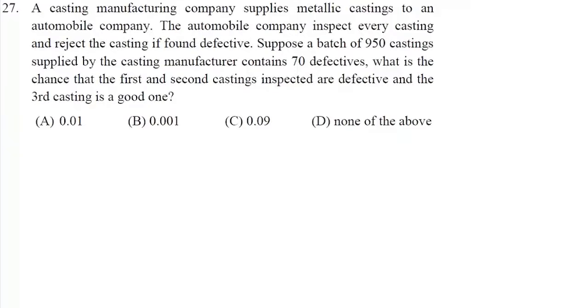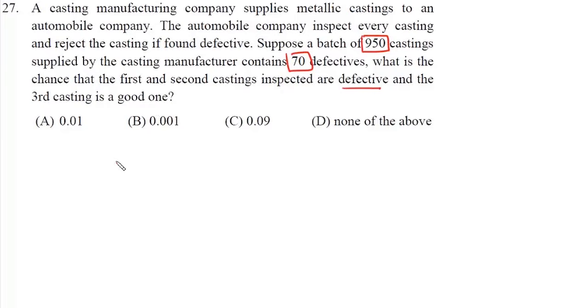Now here the question is, a casting manufacturing company supplies metallic casting to an automobile company. The automobile company inspects every casting and rejects the casting if found defective. Now suppose a batch of 940 casting is supplied by manufacturer containing 70 defective. What is the chance that first and second casting inspected are defective and third is good?